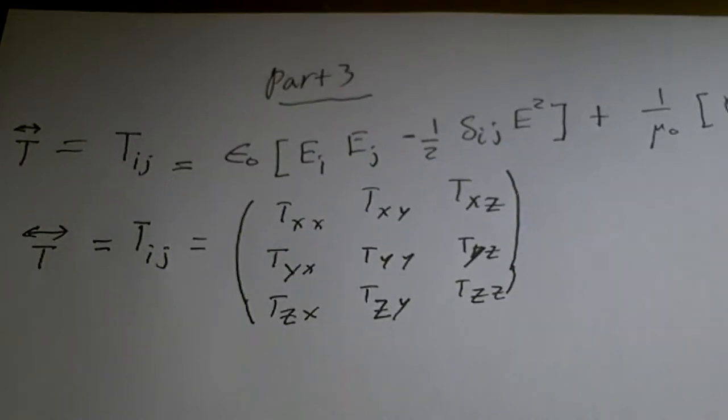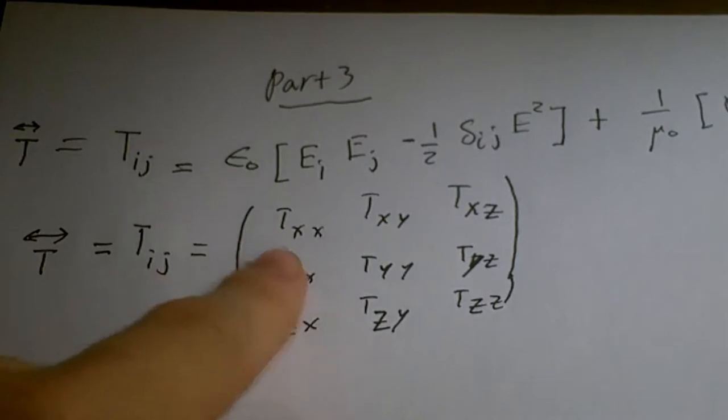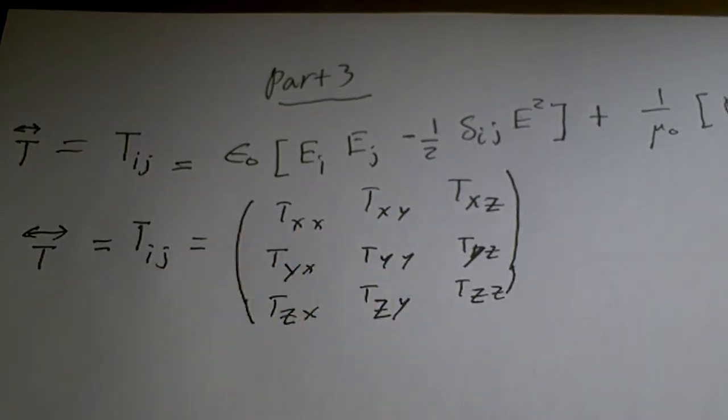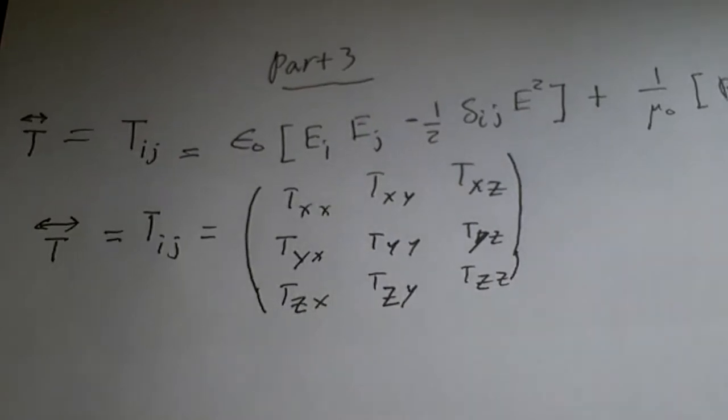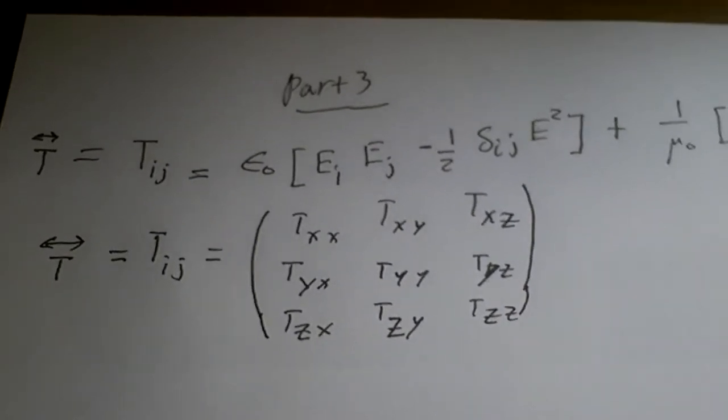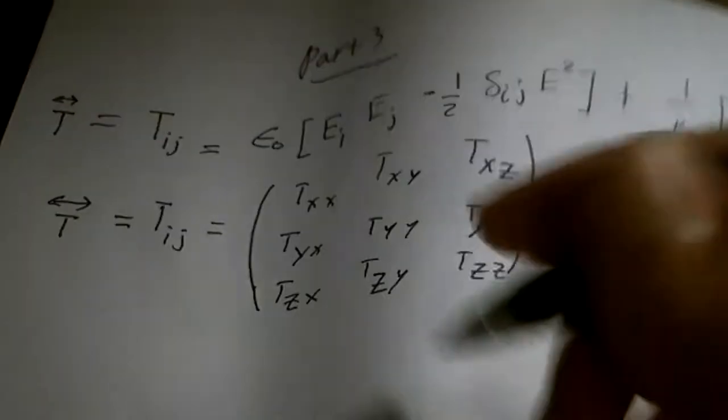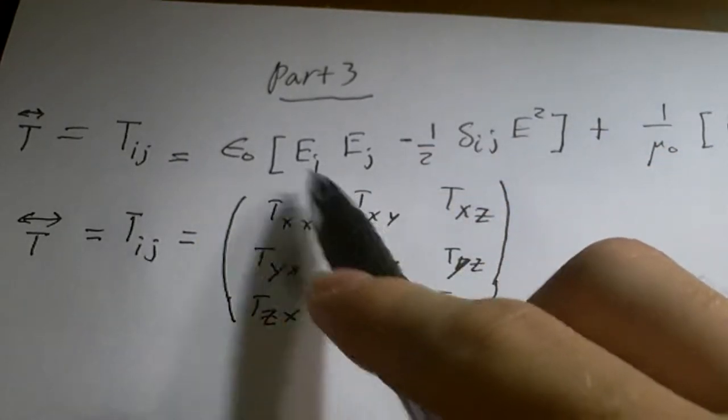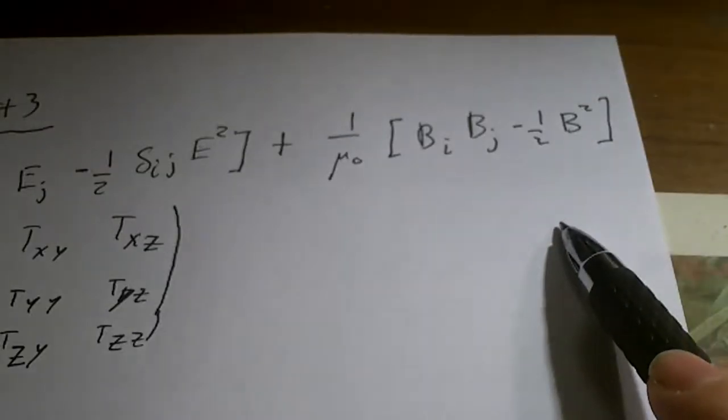Hi, so this is part 3 of the Maxwell stress tensor, and I'll be showing you how to get these certain elements of this 3 by 3 matrix for the Maxwell stress tensor. Okay, so start with the first term. Actually, this is pretty symmetric, and that's what's so helpful to remember about the Maxwell stress tensor. Last time we derived and proved the Maxwell stress tensor.